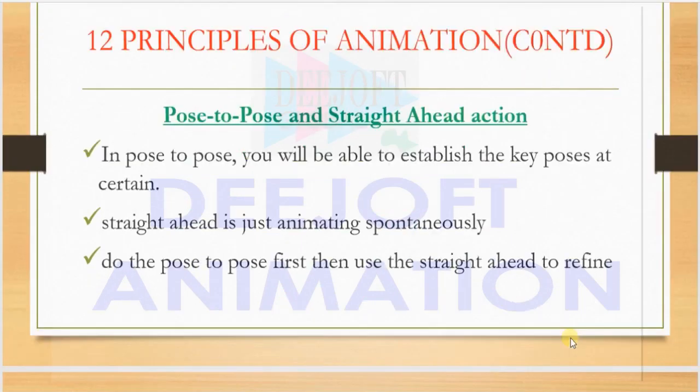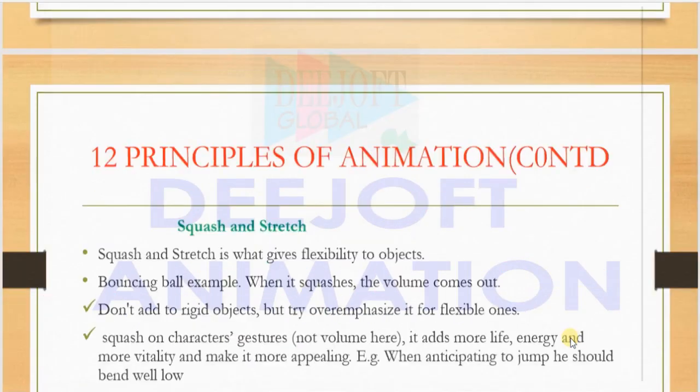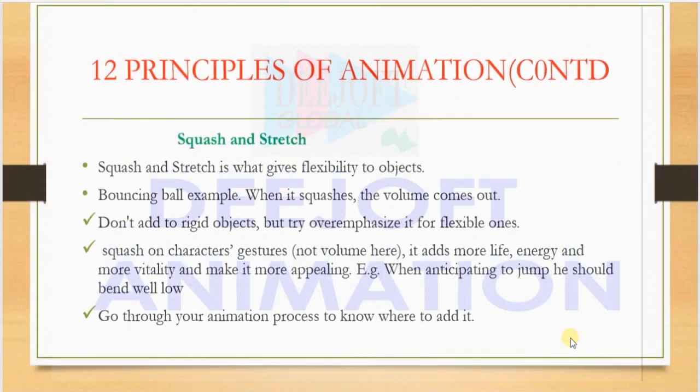Pose to pose and straight ahead action. This way you'll be able to establish key poses at certain points. Straight ahead is just animated spontaneously. Squash and stretch. This gives flexibility to objects. Don't apply it to rigid objects, but try to over-emphasize it for flexible ones. One of the good things of squash and stretch is that you have to go through your animation process to know where to apply it.